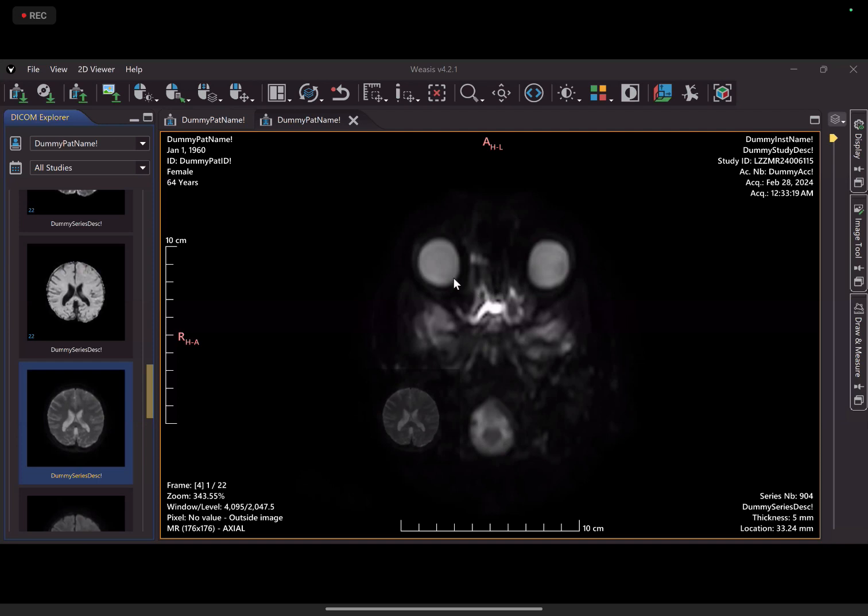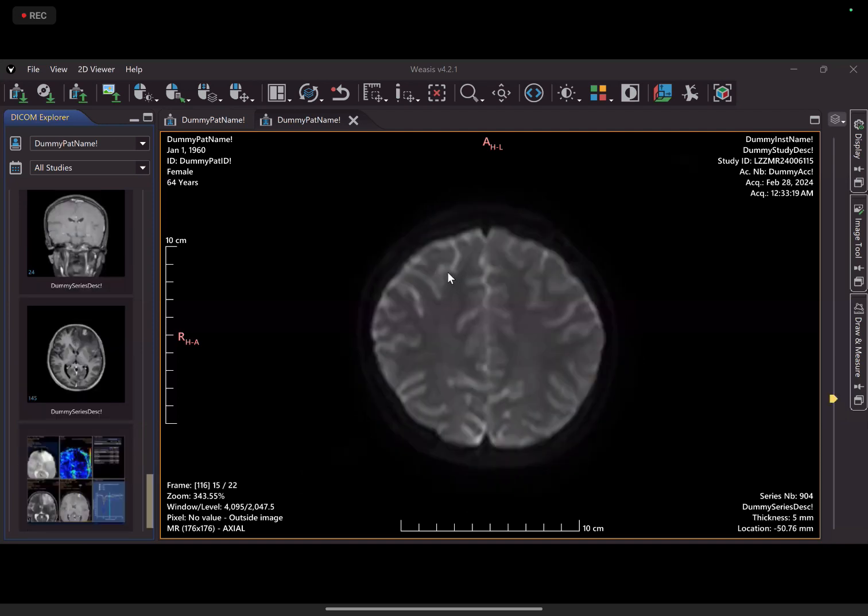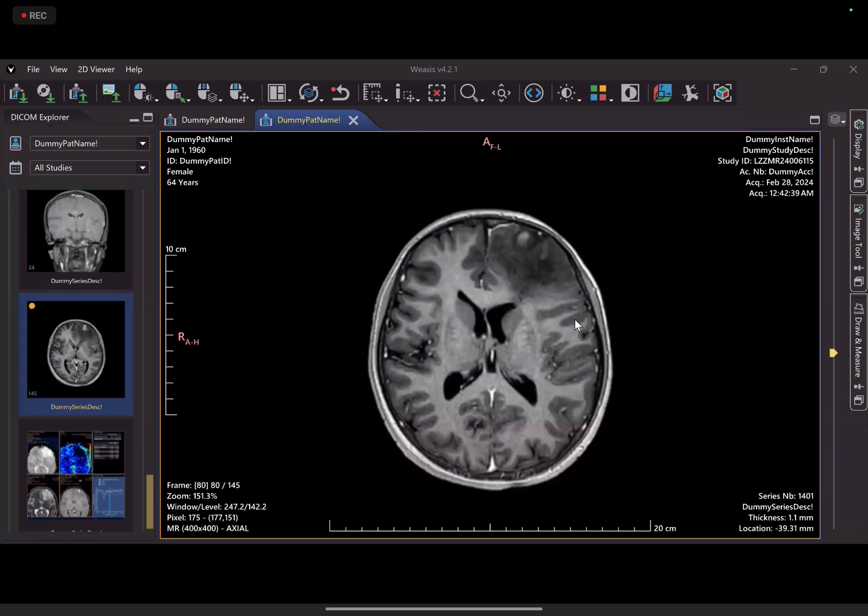So again, we can just see that the DVA is there. It's touch and go, but then definitely it is there. This lesion in the left temporal pole is stable, it has not grown. So this is a very interesting case.